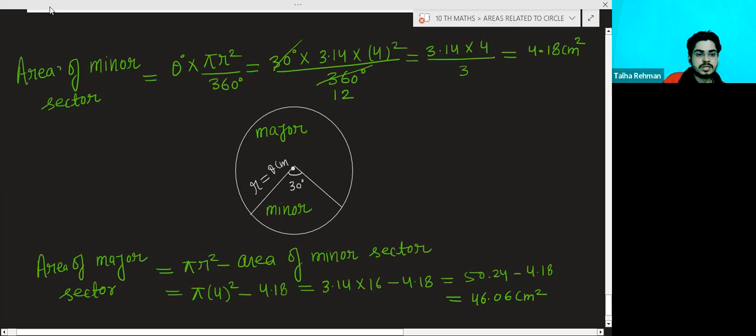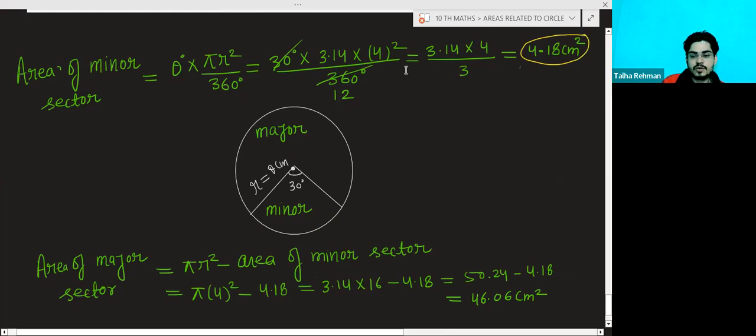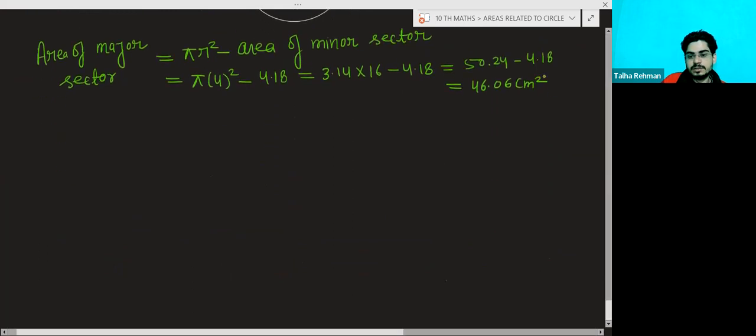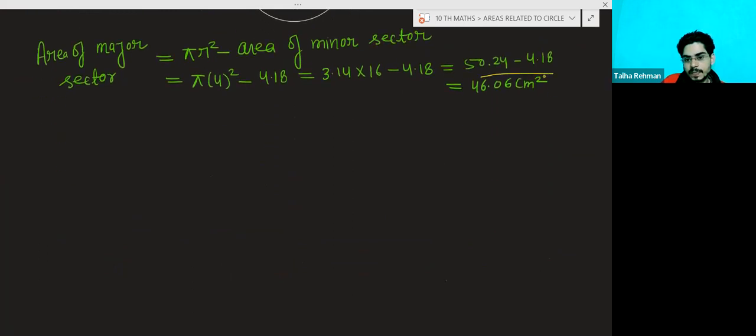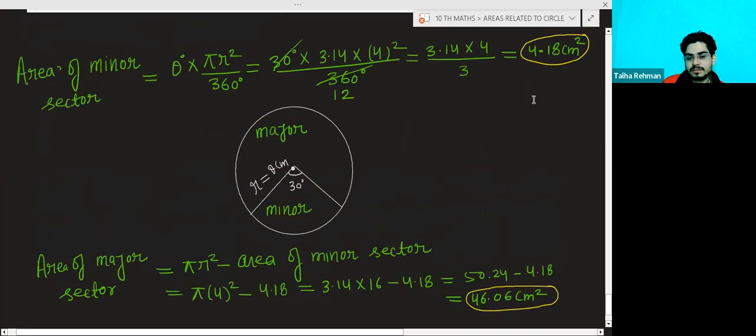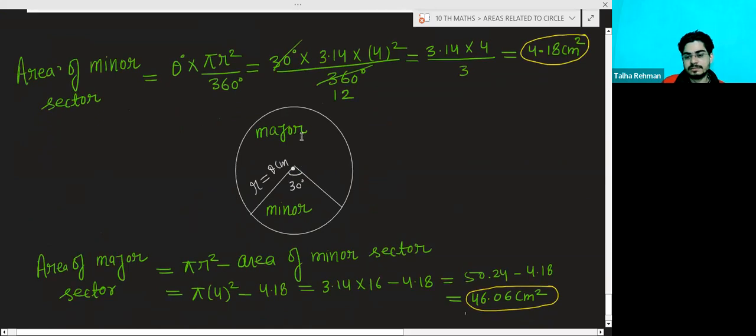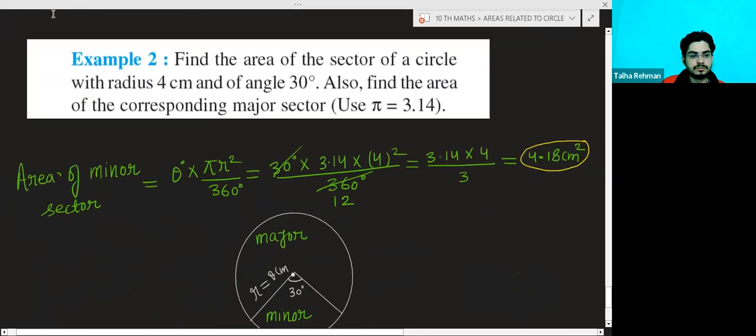So you can see area of the minor sector is this. Area of the minor sector is 4.18 centimeter square, and area of the major sector is this. If you just add both the areas, you will get area of the circle, because this is the minor sector, this is the major sector. Okay, write down.